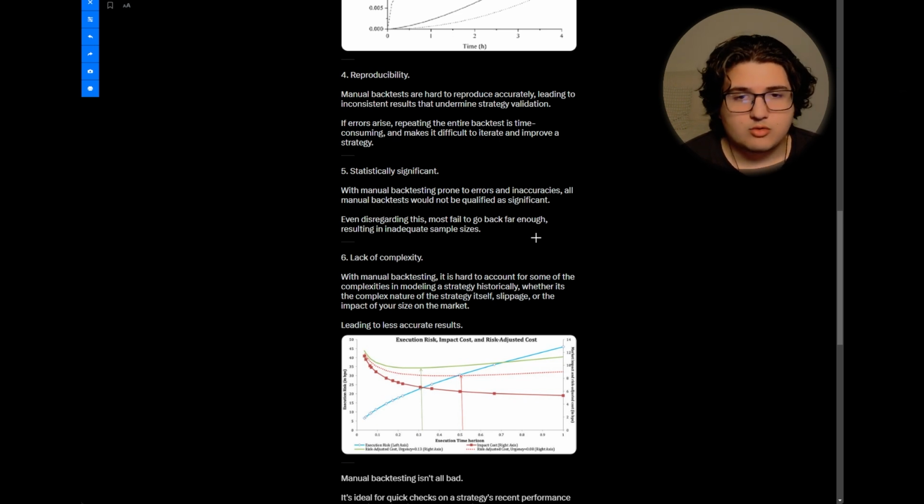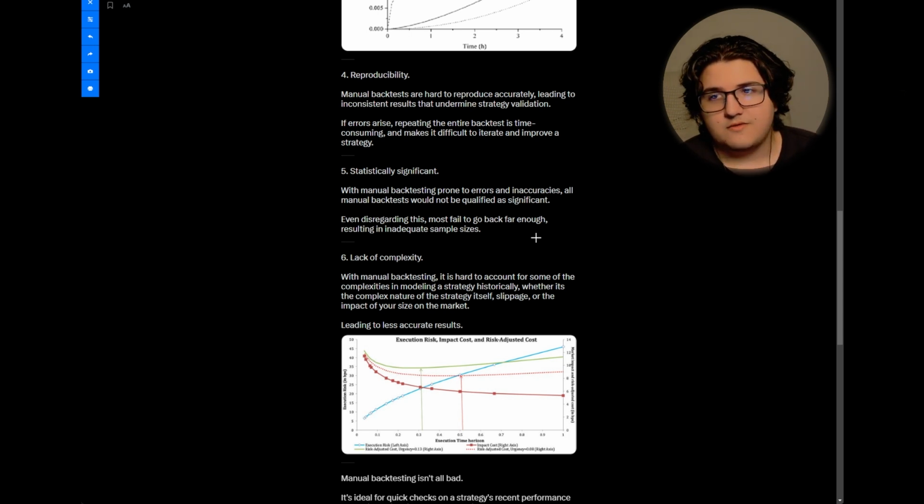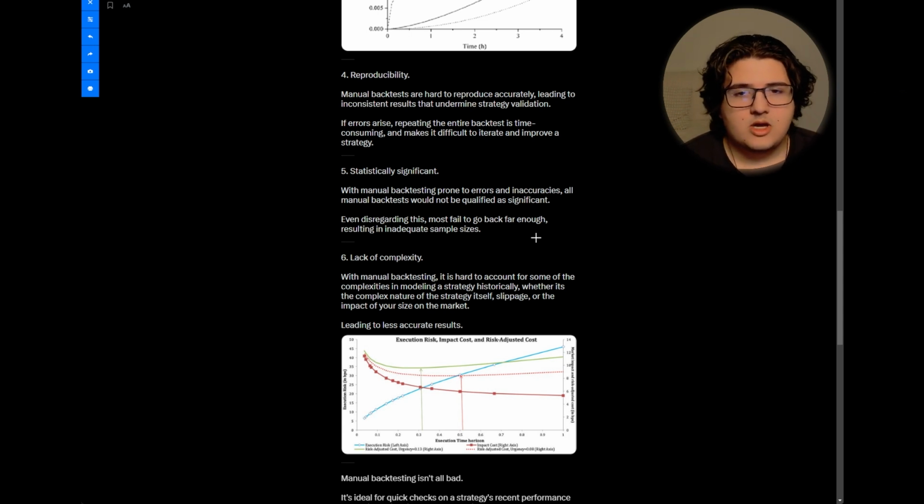Number 5 is statistically significant. With manual backtesting prone to errors and inaccuracies, manual backtests would not really qualify as significant. Even disregarding this, let's say a manual backtest is perfect and there are no errors or anything like that, most fail to go through enough data to be an adequate sample size. Because of the time-consuming side of manual backtesting, if you're going to try and get, let's say, 5 years of data or 1,000 samples, that's going to take a lot of time. So even if there were no inaccuracies, that's a huge opportunity cost to spend that much time to get statistically significant results.